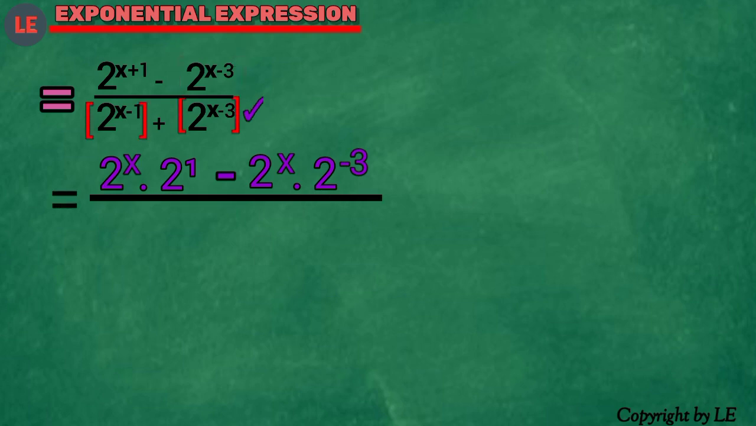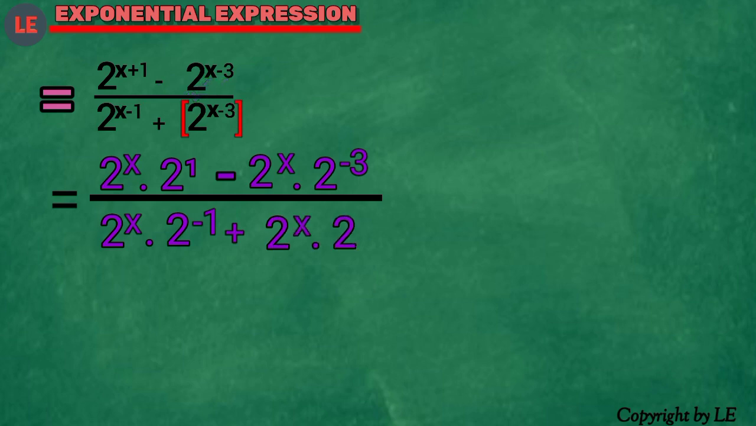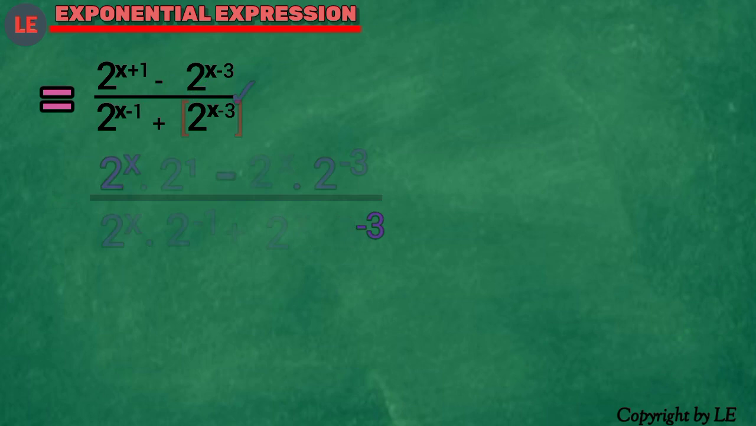Then, we move to the bases on the denominator. This base 2 to power x, another base 2 to this power negative 1, plus base 2 to power x, and the last base 2 to this exponent negative 3.